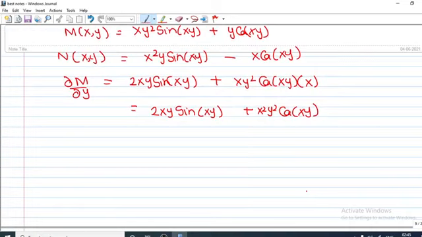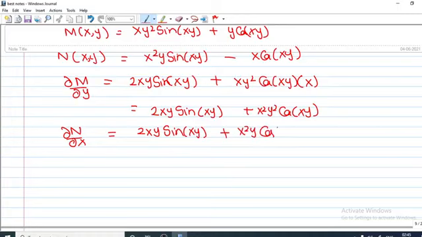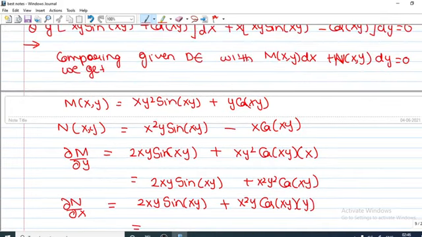After this we will do the dN by dx, which will be 2xy sin xy plus x square y cos xy into y, which will give me further on. Okay, wait, here in the differentiation of this we have forgotten this y. If I do it, it will be first cos xy, and after that it will be y minus sin xy, right, into x.